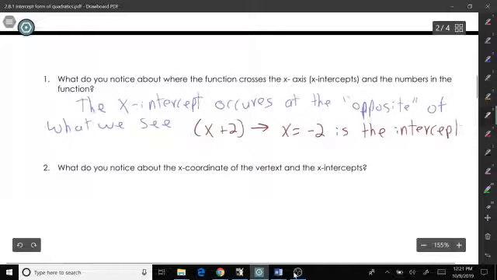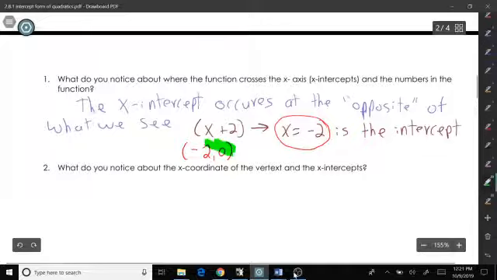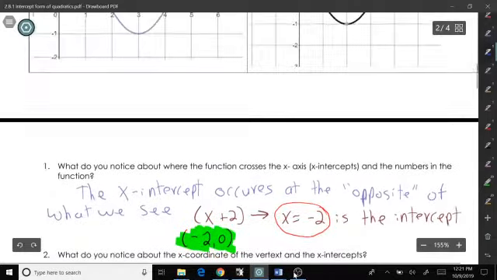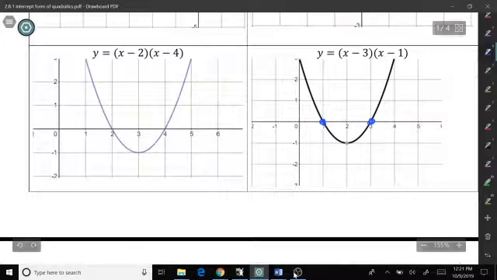Now, when we write intercepts, we should always write them as an ordered pair, -2, 0. That's how we write them. This is not telling me that this right here, that's not an intercept. That's just what x would equal. This is an intercept.